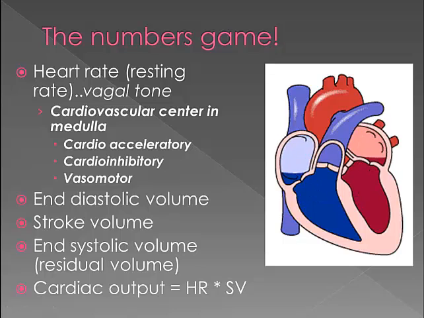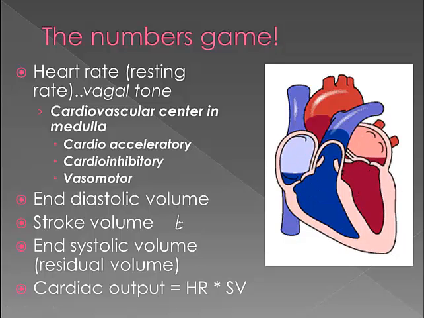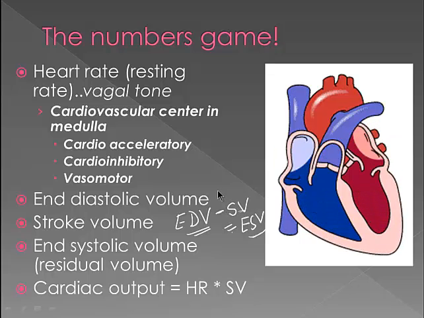So we can see that end diastolic volume, which is the amount of blood at the end of diastole or just at the beginning of systole, if you subtract the stroke volume from that, you get end systolic volume. So what you have to begin with, what you push out, gets you what remains inside the ventricle at the end of systole, which is the end systolic volume.